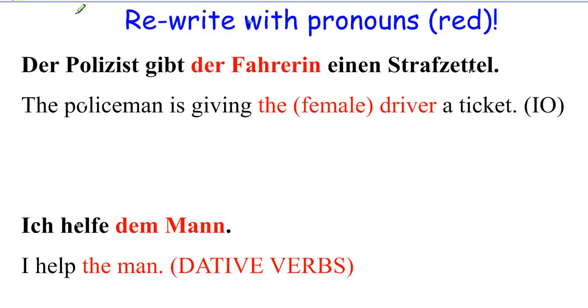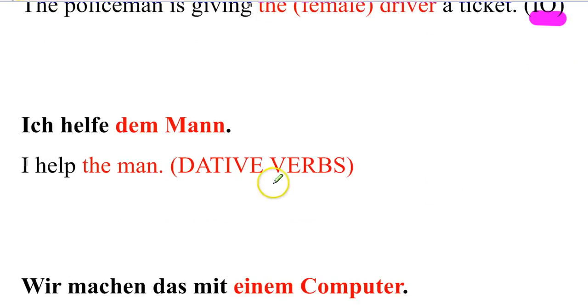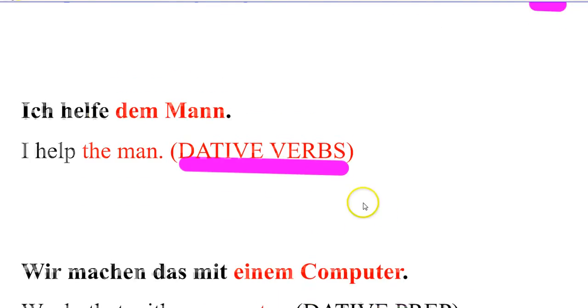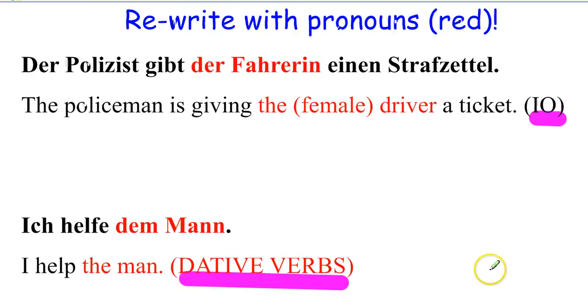It's remembering that there are three ways something can be dative. Something can be dative because it's an indirect object. Something can be dative because we're utilizing a dative verb. Something can be dative because we have a dative preposition. And that's what makes this a little more challenging.